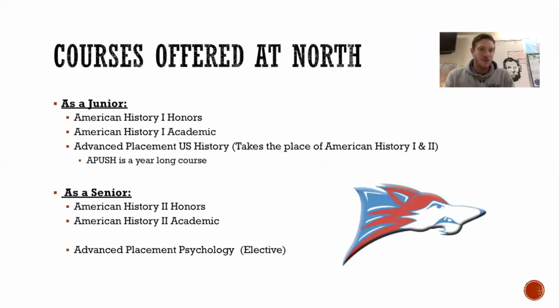As a junior, you would take American History 1, either honors or academic, or if you are on the AP track, you take AP United States History, and that would take the place of both American History 1 and American History 2. So as a senior, you would have your options open to take something else. And then, like I said, you can take AP Psychology as well as an elective. It is an elective. It's not a required course.